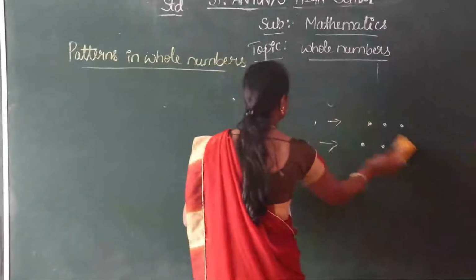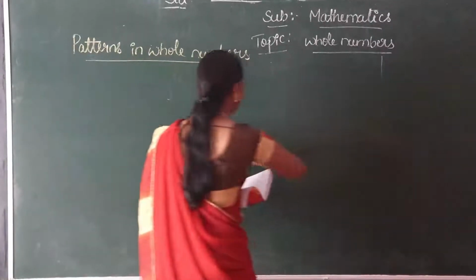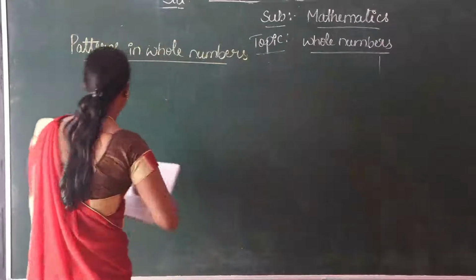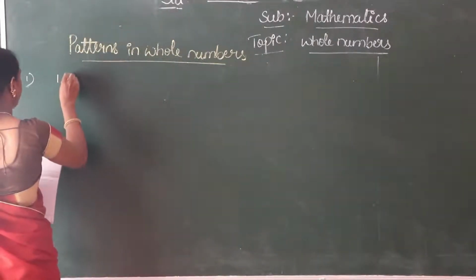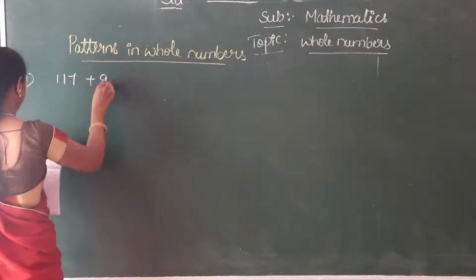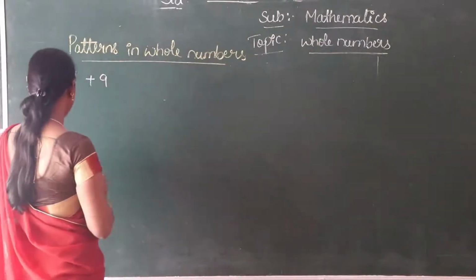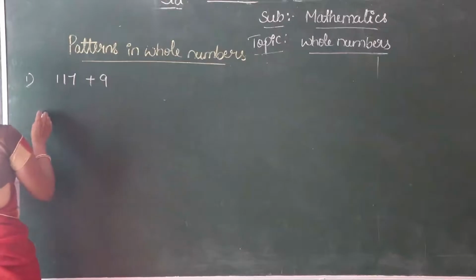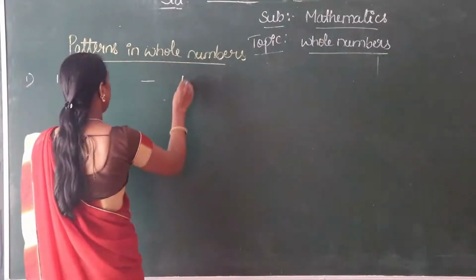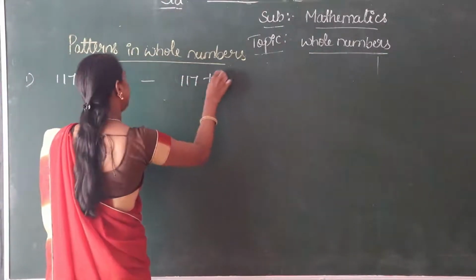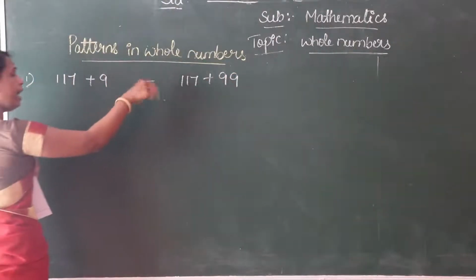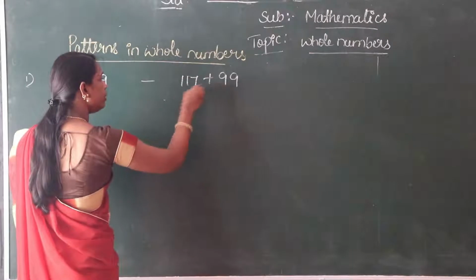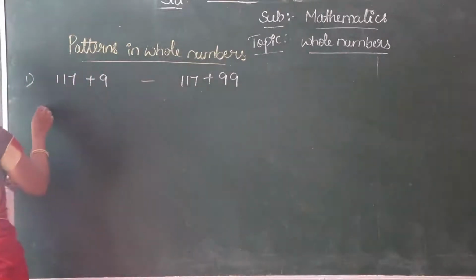Using the numbers, pattern observations. First one, 117 plus 9. Here, 117 plus 9 and 117 plus 99. When we add 9 to 117 and when we add 99 to 117, what's the answer? We have to observe.